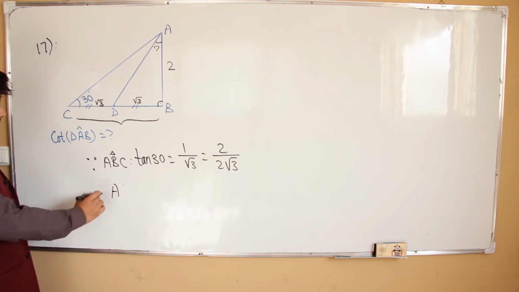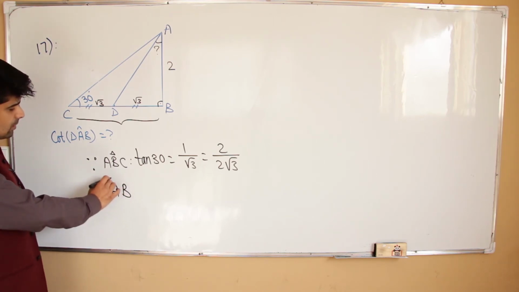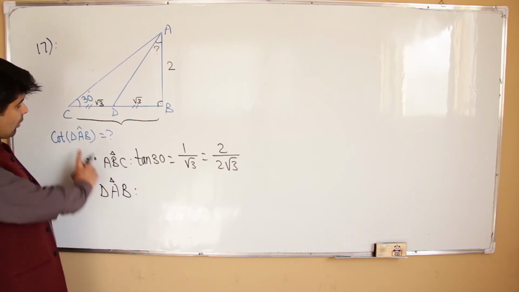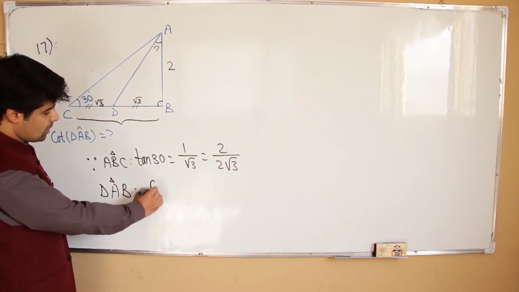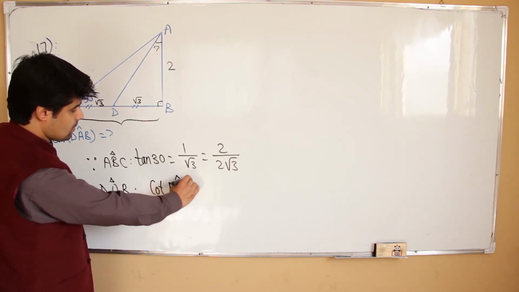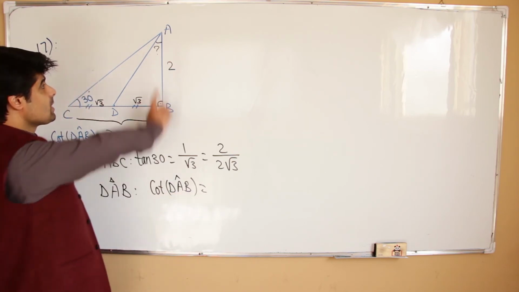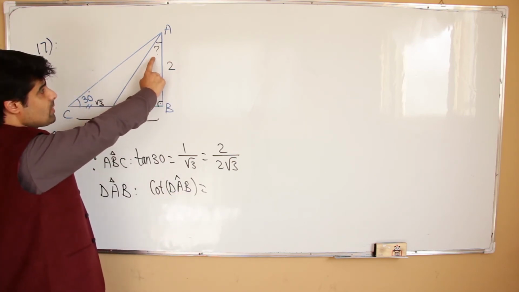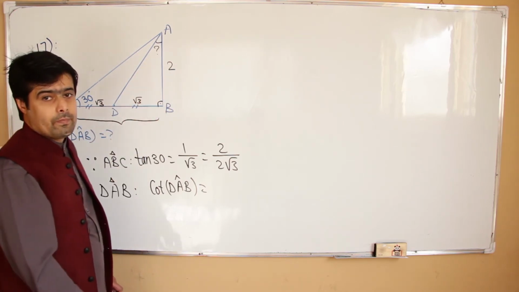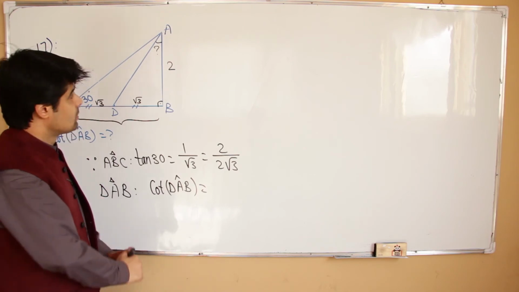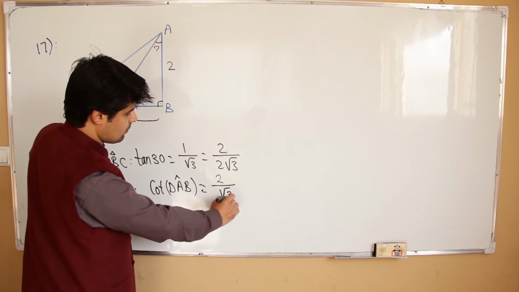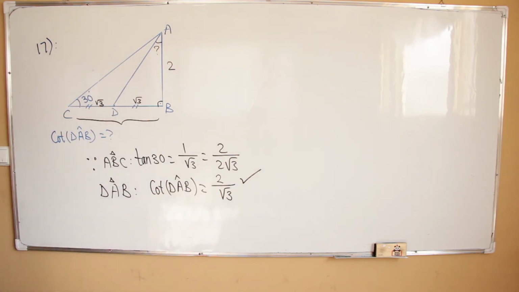So in ABD, or DAB, if we want to define the cotangent of DAB, this angle is located here. What is the cotangent of this one? This one is adjacent divided by opposite. So 2 divided by root 3. This is our answer. Write it, please.